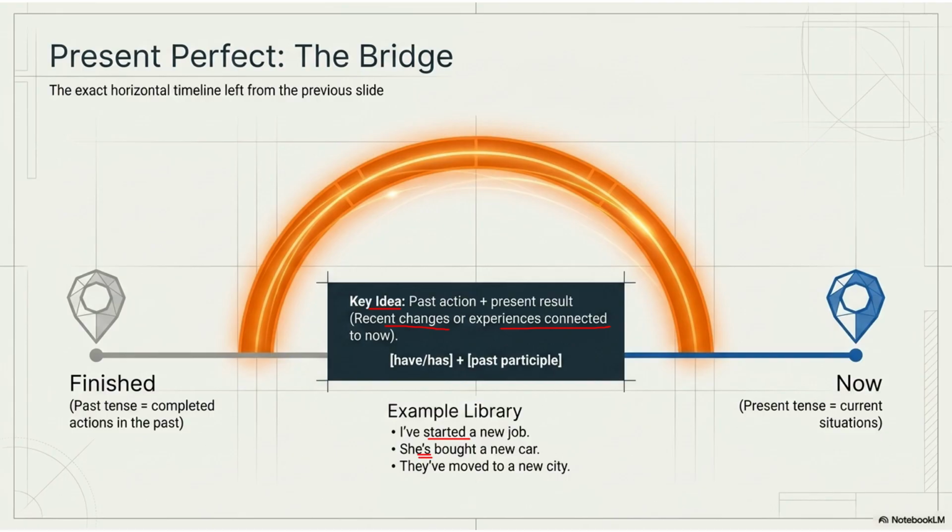She's bought a new car. This is the contraction of has. She's bought a new car. If she has bought a new car, it's because before she didn't have one. So this also expresses change. They moved to a new city. If they've moved to a new city, it's because they used to live somewhere else. So this also expresses change.